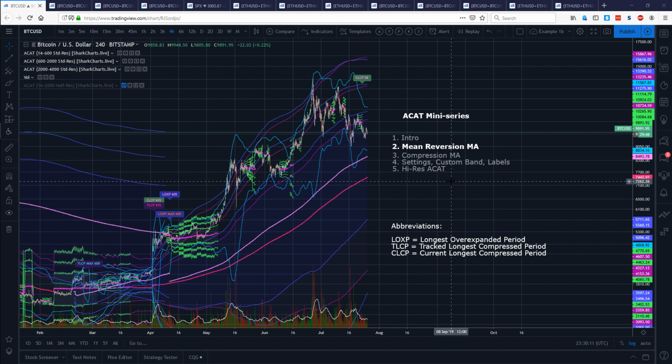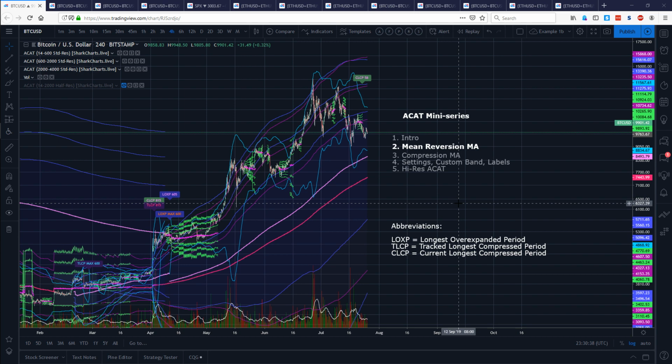When we launched Shark Charts, the version we had then had fewer features and loaded longer period lengths much slower. So there have been some significant improvements since then just in mean reversion moving average, without even getting to the fact that it's much more useful when you have the compare and contrast with compression MA to go alongside it.